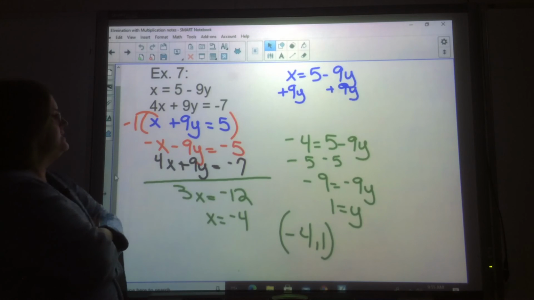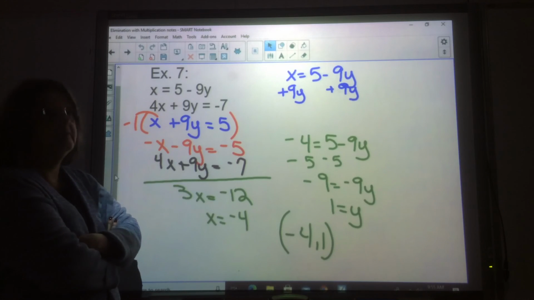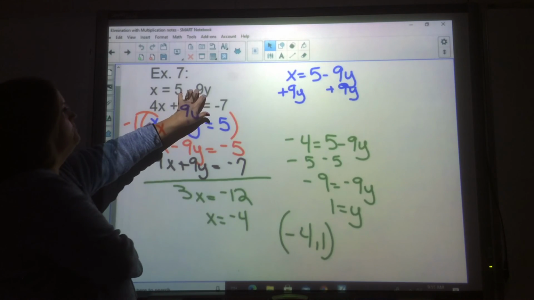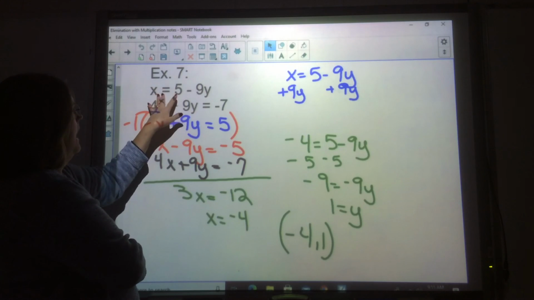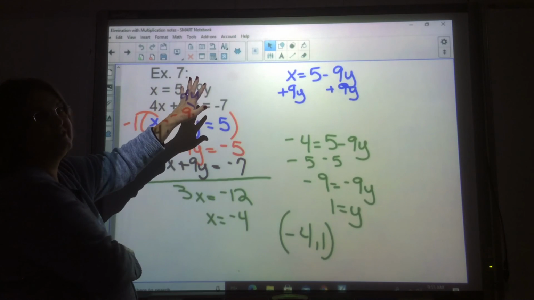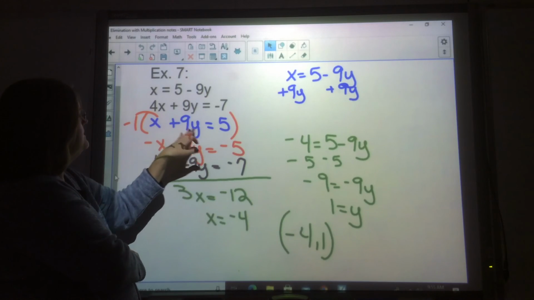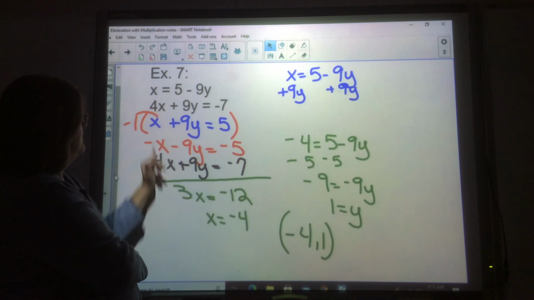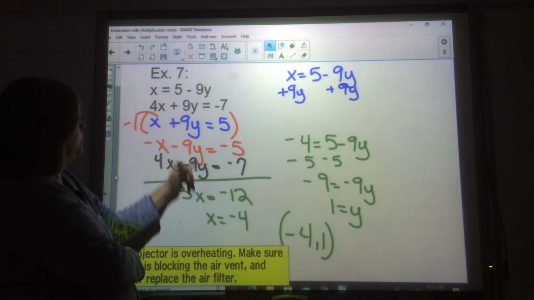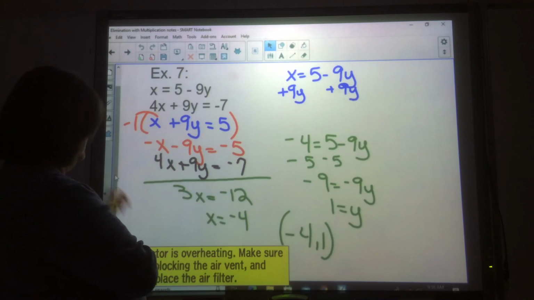But since this lesson is over elimination, we're going to move this over here, the 9y. So when I do, remember, if it changes sides, it changes signs. This becomes x plus 9y equals 5, and then 4x plus 9y equals -7.